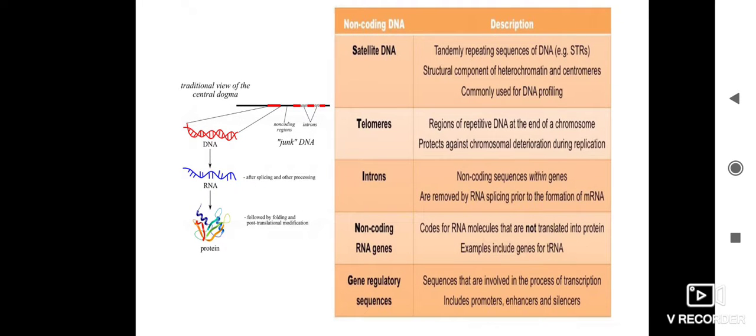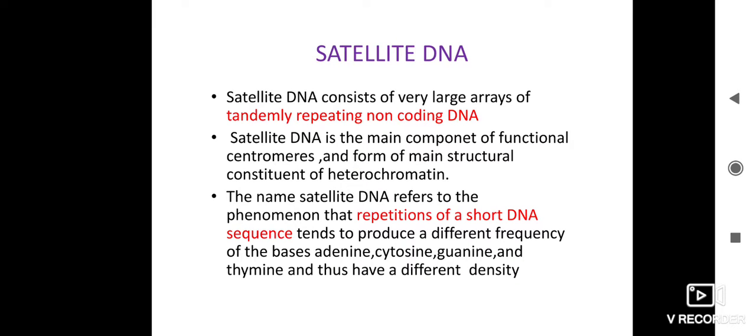These are non-coding DNAs: satellite DNA, telomeres, introns, non-coding RNA genes, gene regulatory sequences. Next, satellite DNA. Satellite DNA consists of very large arrays of randomly repeating non-coding DNA.